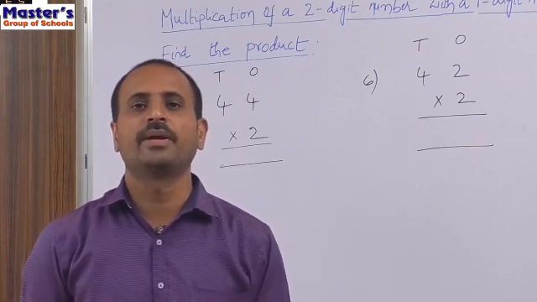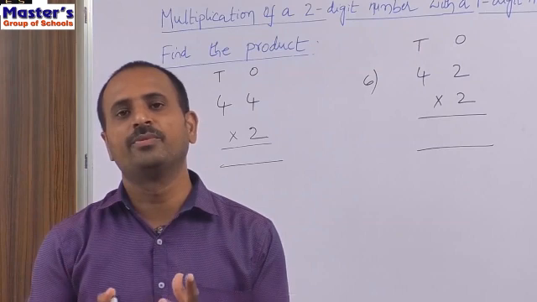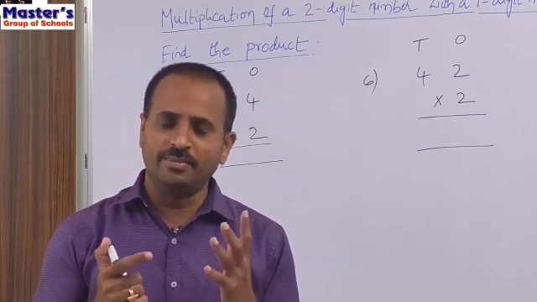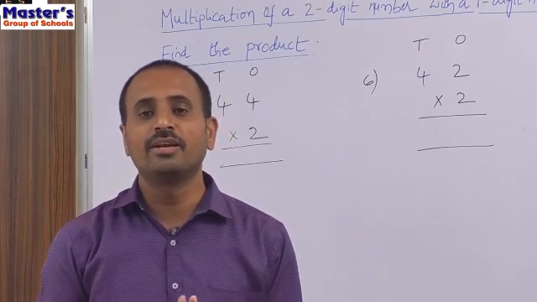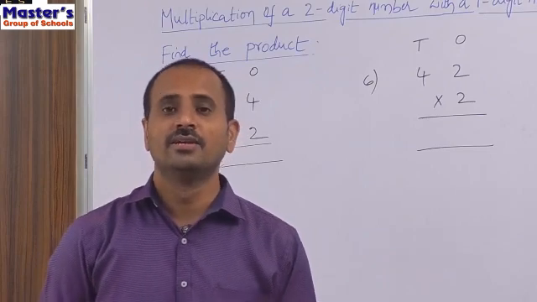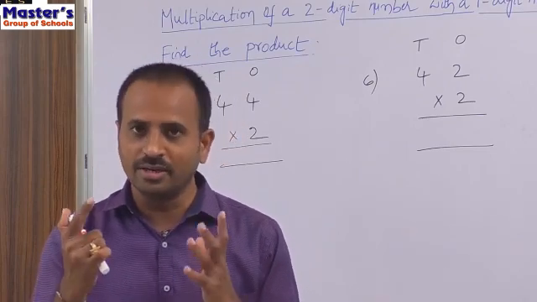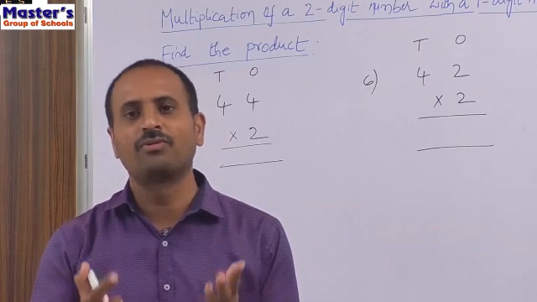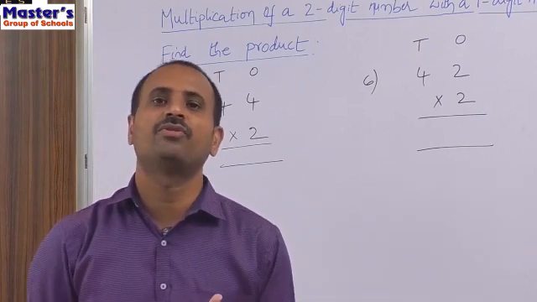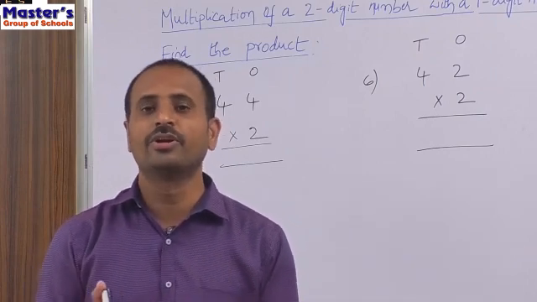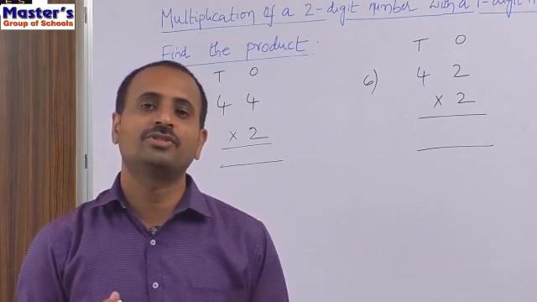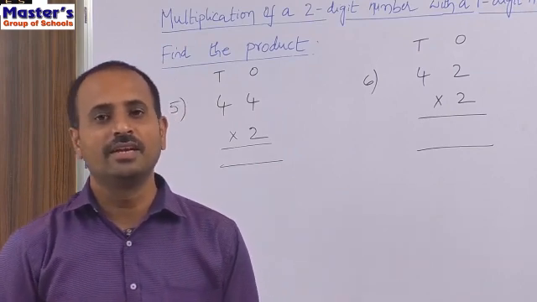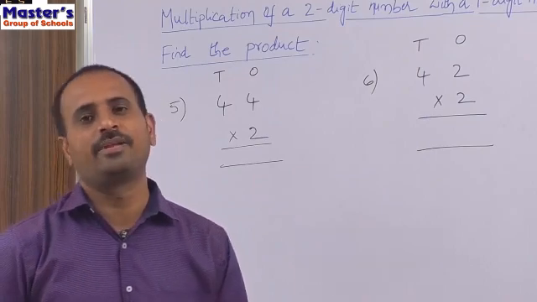For doing multiplication, you should learn the tables thoroughly. If you know the multiplication tables, then you can do the multiplication very easily. That's why first you have to learn the tables, that is the table of 2, table of 3, table of 4, table of 5. Then you can easily do the multiplications.